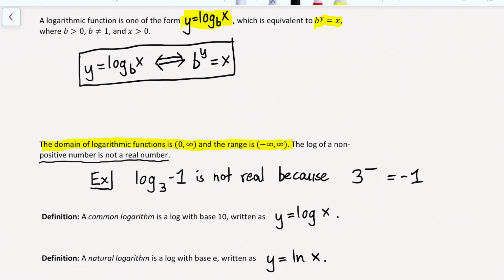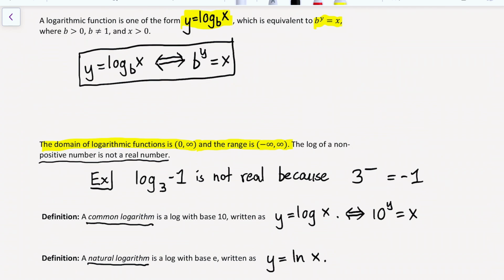One final set of definitions. Two common logs that we often speak about are the common logarithm and the natural logarithm. We frequently work with these two logarithms. We often work with base 10 in science, and we do this so frequently that it has become its own notation. Y equals log x is understood as log base 10, even though the base is not supplied. Remember, this is the same thing as saying 10 to the power of y equals x.